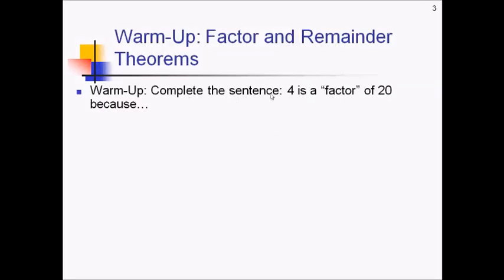Complete the sentence. 4 is a factor of 20 because... Pause the video and take a sec to ponder that and write your answer. Now there's lots of possible answers. The one we were looking for here is 4 is a factor of 20 because 20 divided by 4 has a remainder of 0. You might have said, well, 4 is divisible into 20. Sure, but divisible means you can divide 4 into 20 with no remainder. So this is the key, this remainder of 0.